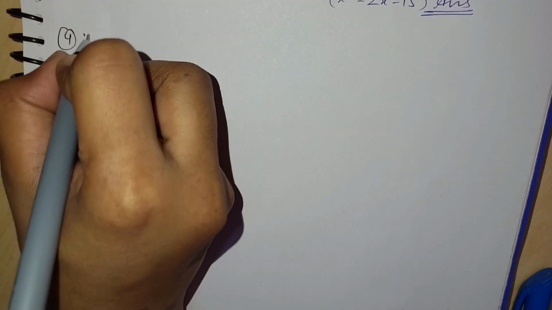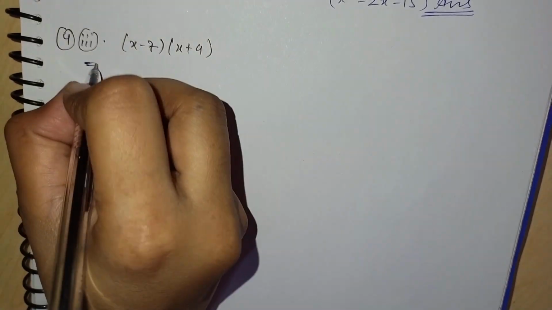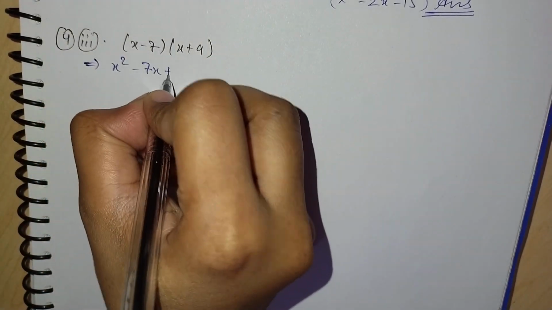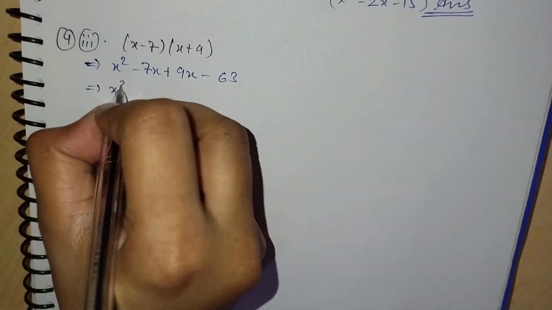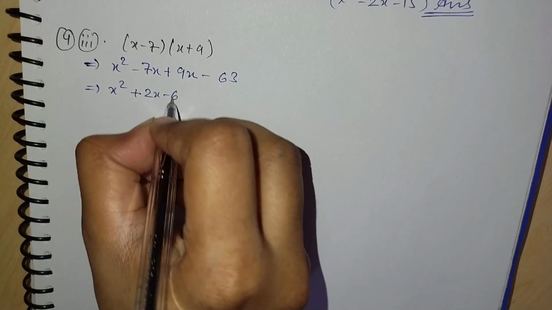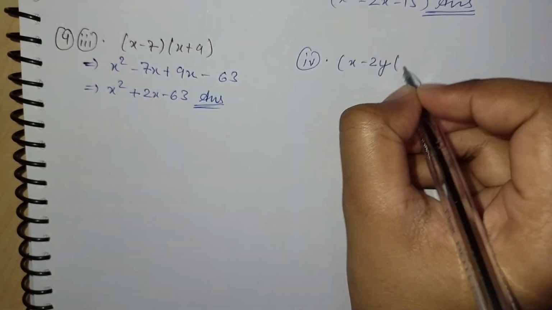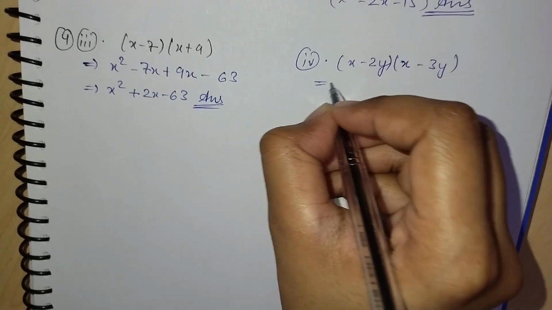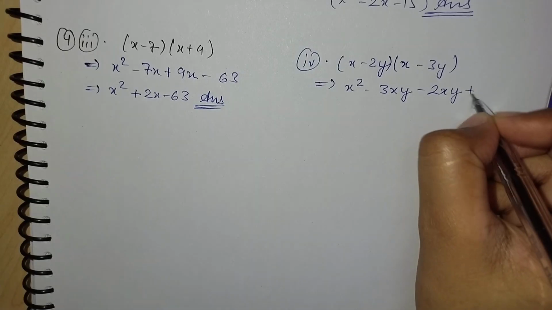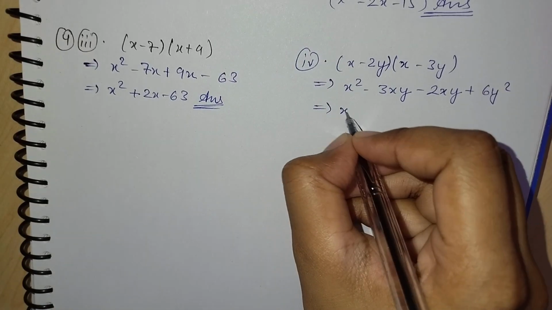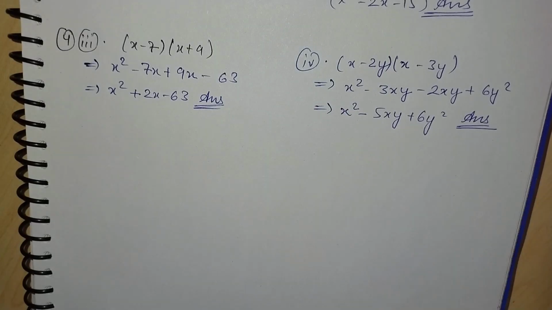Now third part here is (x − 7)(x + 9). On calculating this, we will get x² − 7x + 9x − 63 equal to x² + 2x − 63 is the answer. Fourth part says that (x − 2y)(x − 3y) equal to x² − 3xy − 2xy + 6y² equal to x² − 5xy + 6y² is the answer in this question here.